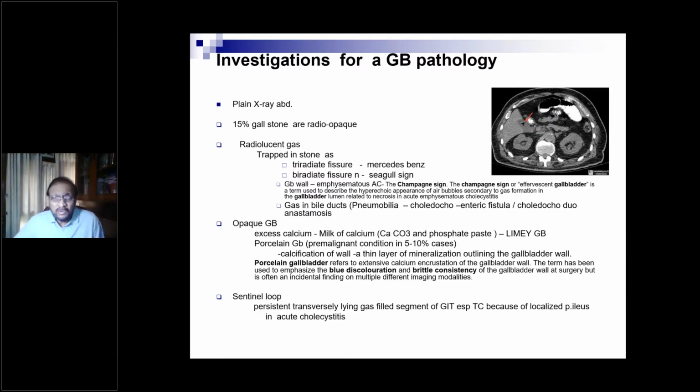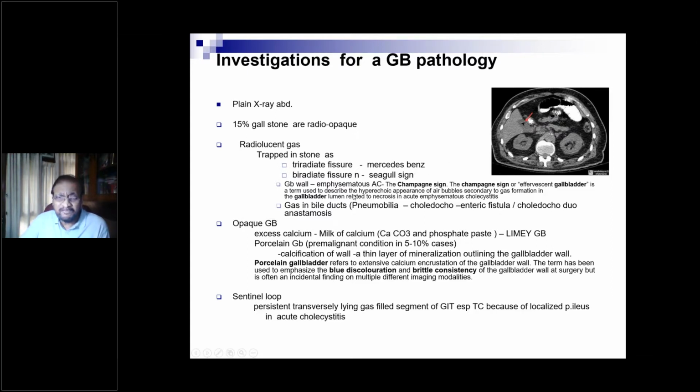First is a radiolucent gas trapped inside a stone. And what do you get in that case? You get various kinds of signs. Mercedes-Benz sign. Can you see this sign? The triradiate sign. This is the Mercedes-Benz sign. Or it could be just a flying wing sign, what is known as the seagull sign.